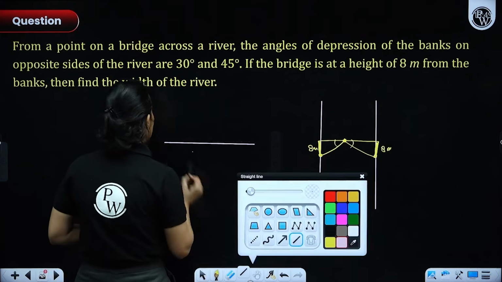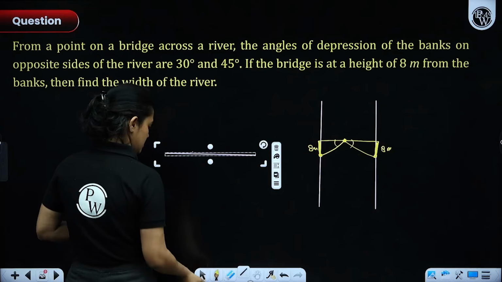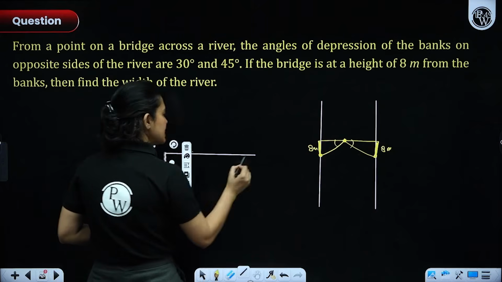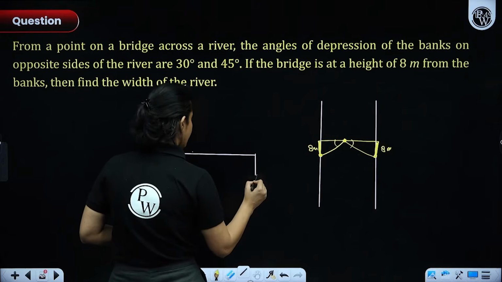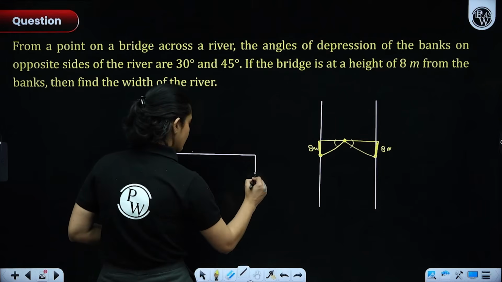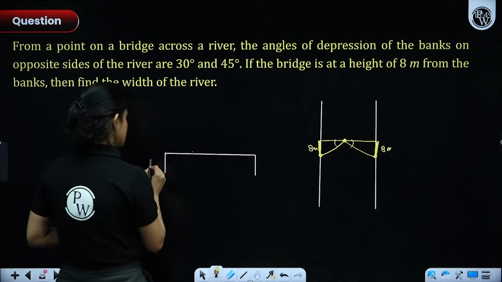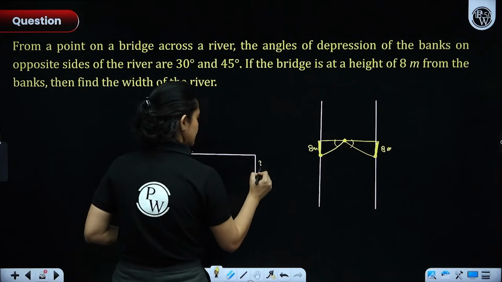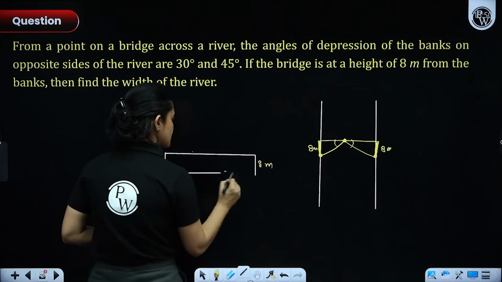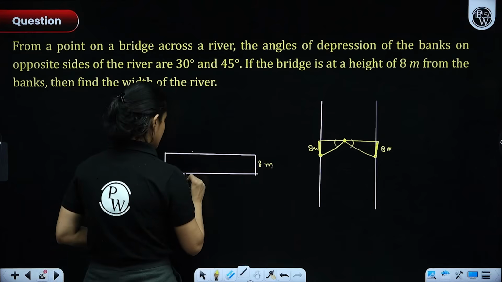Okay, everyone. Now, here, let me make this again. This bridge here is at a height of 8 meters from the river. So this is the height of the bridge from the river. This is 8 meters. Same, this is 8 meters. And let's just suppose this is the river. This here is the river.